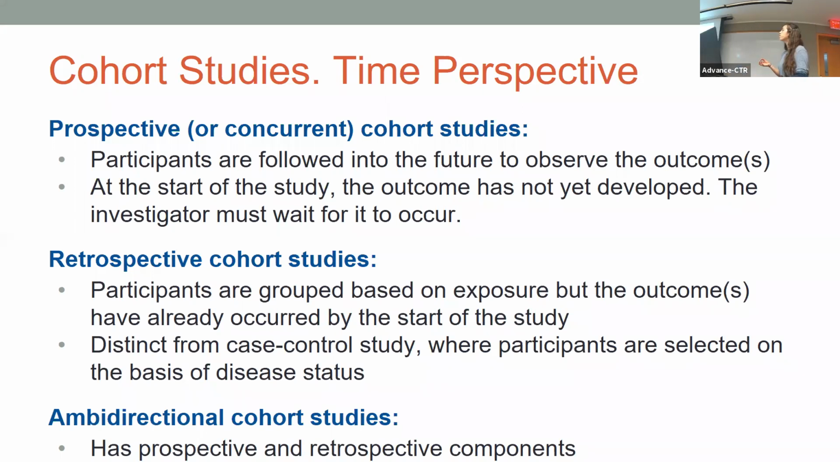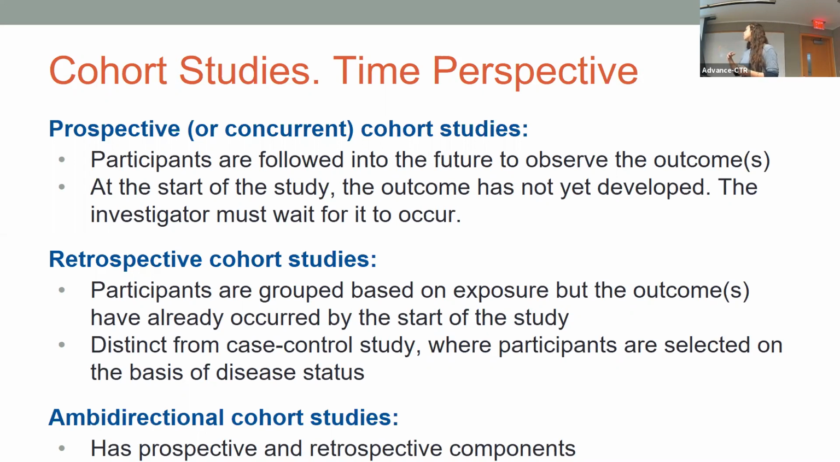So in a retrospective cohort study, what ends up happening is that we group participants based on their exposure, but by the time that the study has initiated, we already know who develops the outcome and who doesn't. So I'm going to actually show an image that I think will help clarify the distinction between the two. But they're both types of cohort studies.